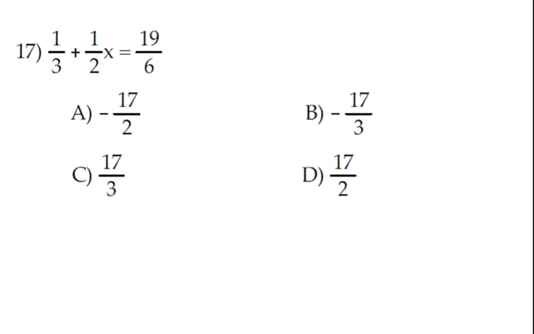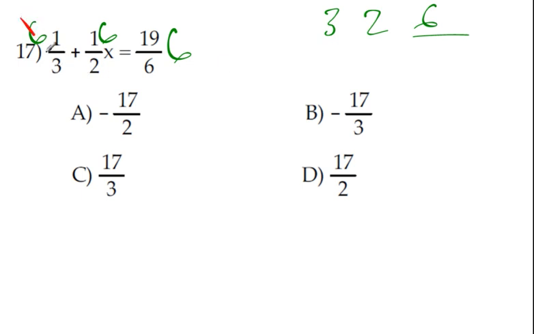Alright, this guy, our fun time. We got the two fractions all going on here. So what we want to do is find our least common multiple here for 3, 2, and 6. The number they all have in common is 6 because 3 and 2 can both multiply to make it. So we're going to multiply everybody by 6.